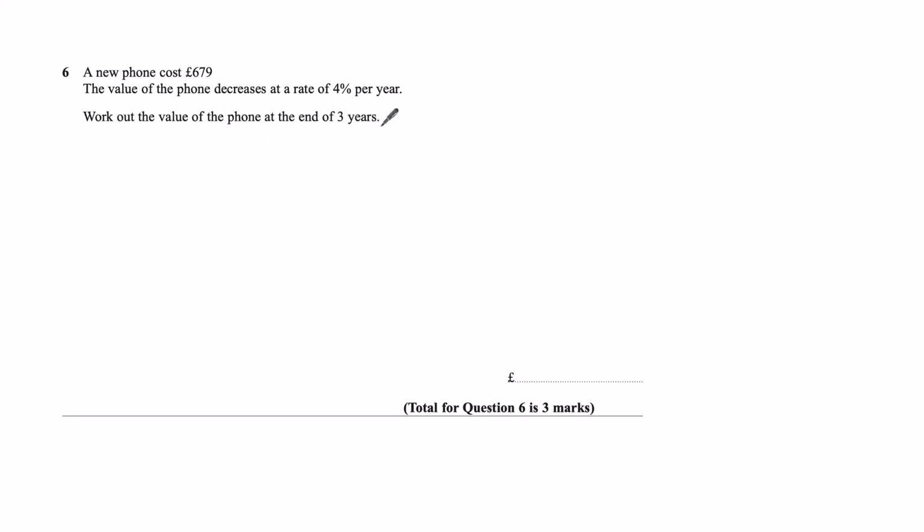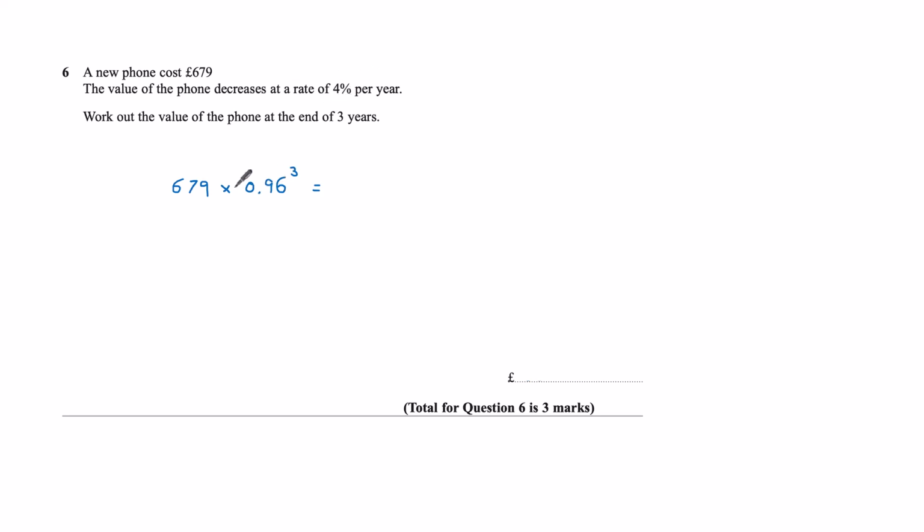So this is compound interest, or rather in this case it's depreciation, because the phone is decreasing at a rate of 4%. And so we have a formula we can use for this. We've got the starting cost of the phone, which is 679. We multiply that by the multiplier. So each year this is falling by 4%, which means there is 96% of the product's full value remaining at the end of the year.